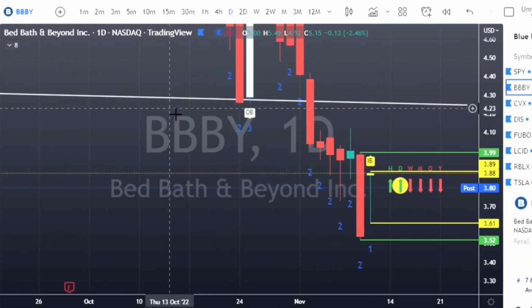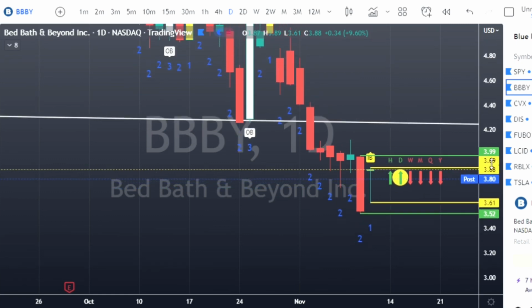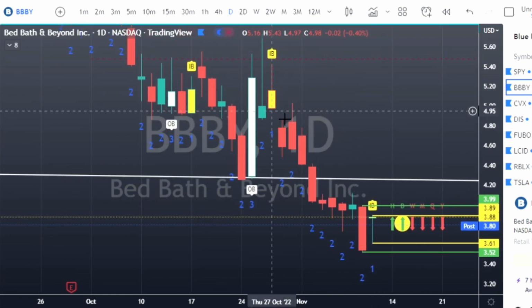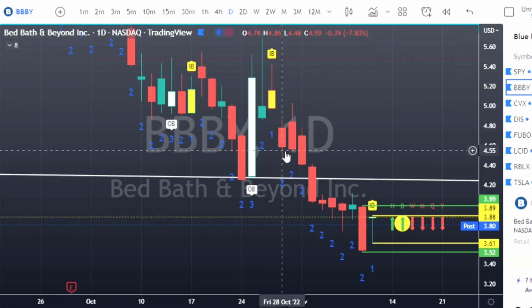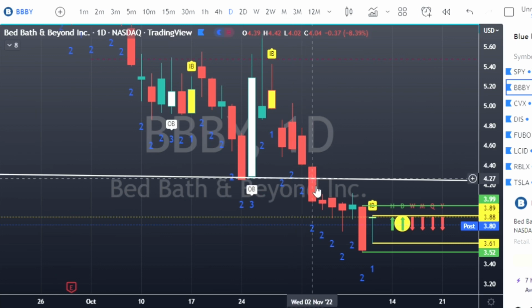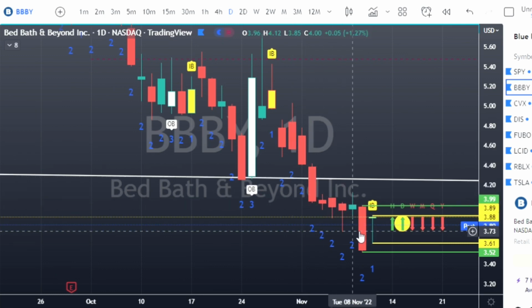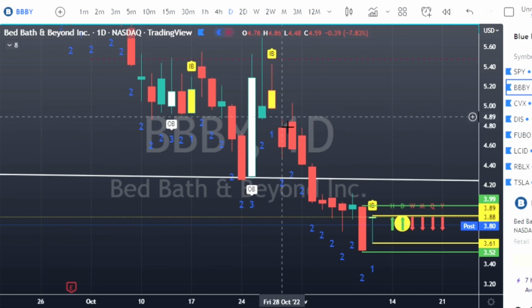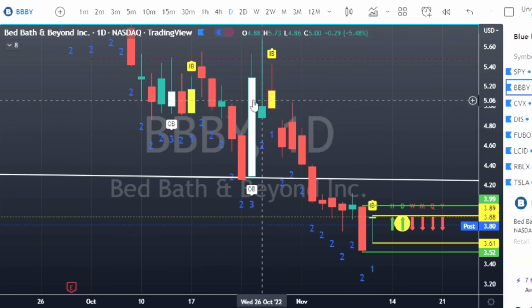So let's go back and look at the last time BBY had an inside bar, and that's all we have to do to find out how well these work. So this was a gap, but you can see it had a really big downtrend for 1, 2, 3, 4, 5, 6, 7, 8, 9 straight days. Okay, and I'm not telling you guys to hold this for 9 straight days, but that's the power of an inside bar. And here's the same thing.